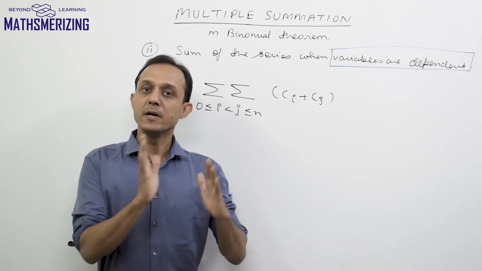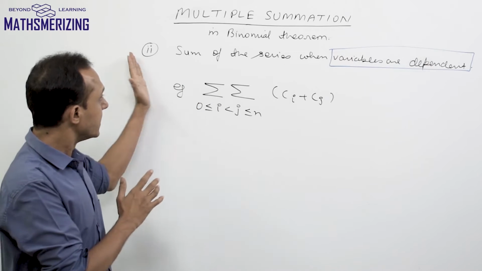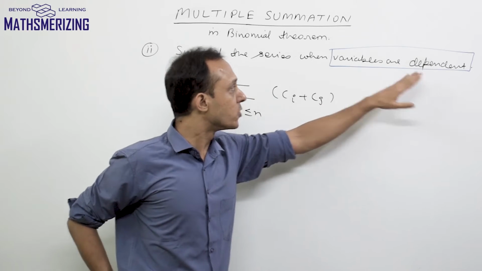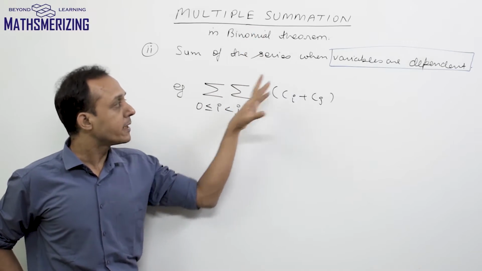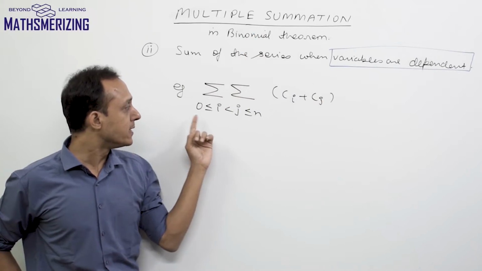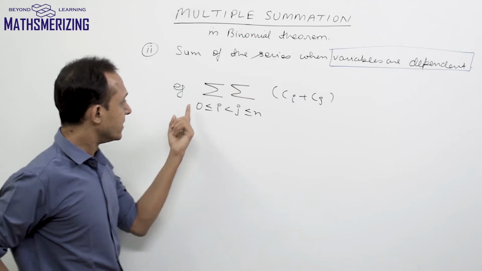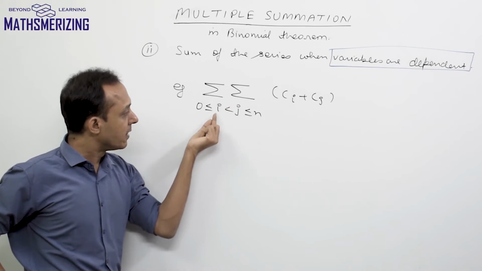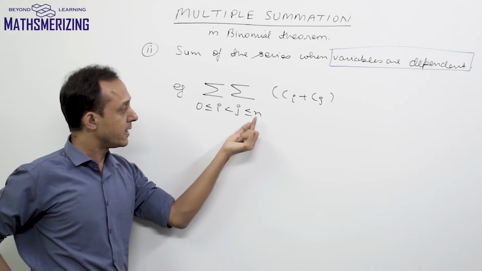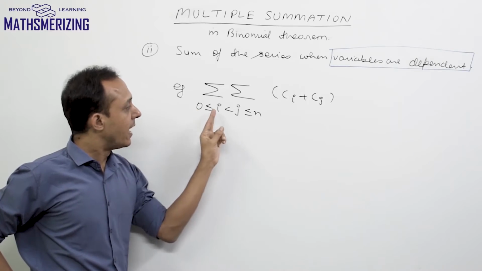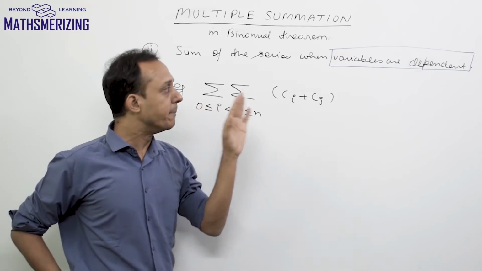Now the questions become a little more interesting when we consider the case of dependent variables. So we'll have multiple summation, and in that case the variables are not independent but dependent. Say in this example, this double summation, the variable i starts from 0, it is less than j, which is less than or equal to n. So here i and j are not exactly independent.